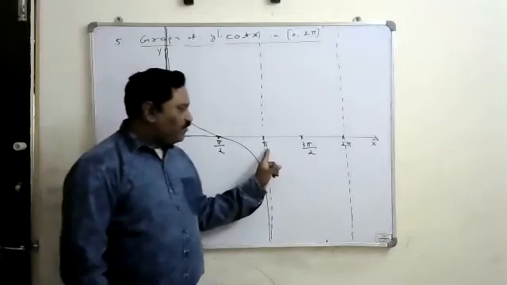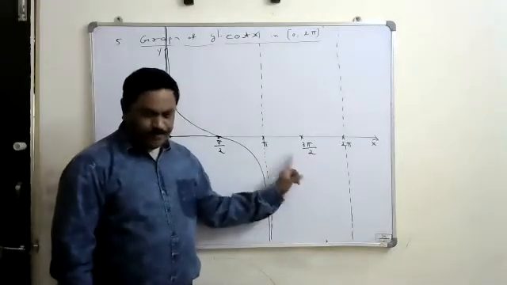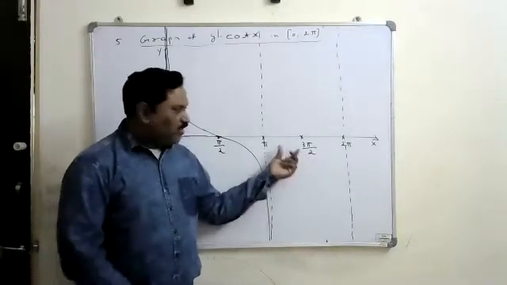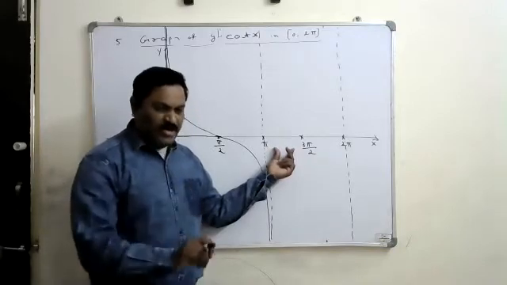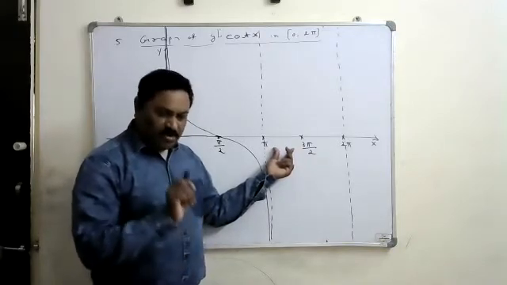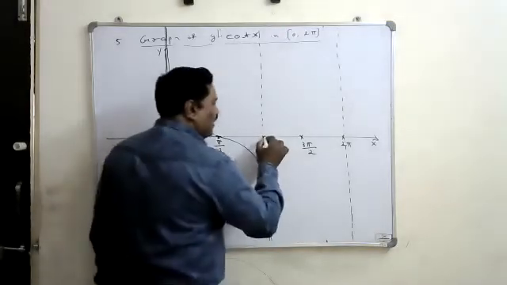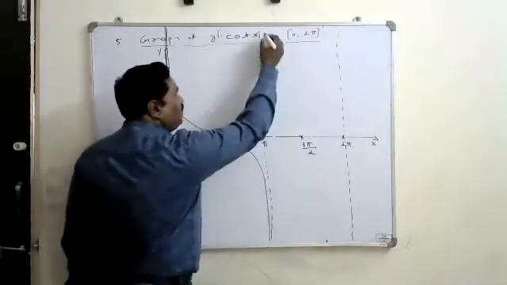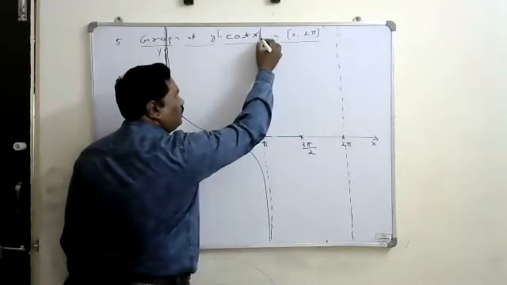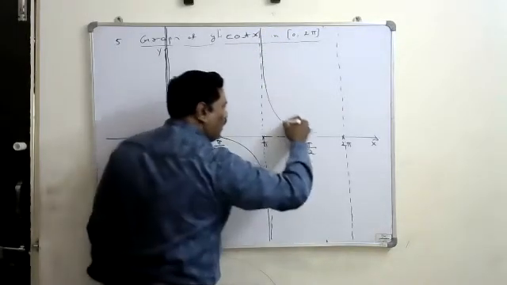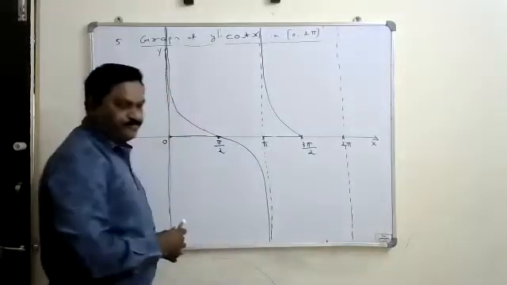Similarly, if I take the angles between pi to 3 pi by 2, these are the angles of the third quadrant. In the third quadrant, cot is positive again. That's why for all these angles, cot gives positive values, means it comes from positive infinity and reaches 0 here.